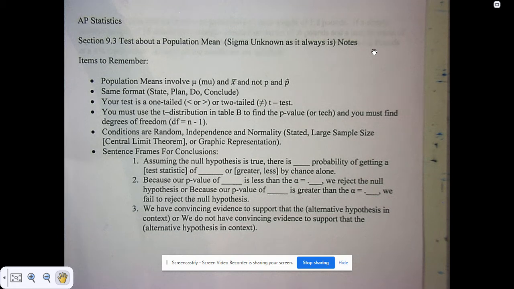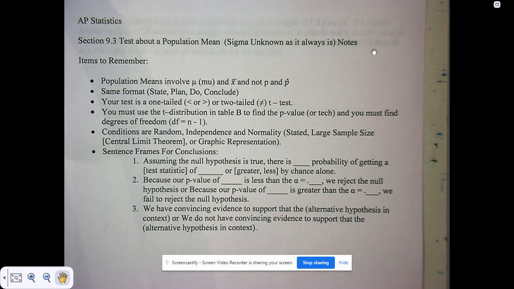And then I gave you some sentence frames. I know on the last graded homework that I've done, there was an issue with people stating their conclusions. And I want to make sure that we understand these are pretty much the conclusions that I think you should come with. Assuming the null hypothesis is true, there is a blank probability of getting a test statistic, whether it's t or z, of whatever that value is, or greater or less than, depending on which way we're going, left or right, by chance alone. Okay, so that's the first thing.